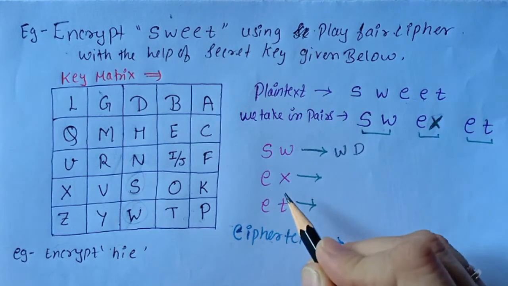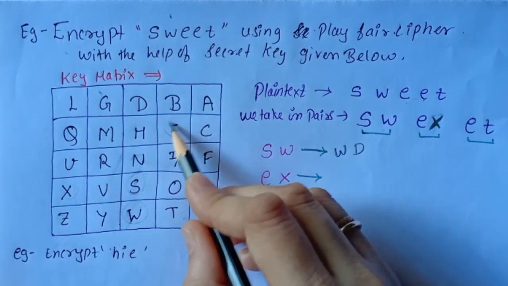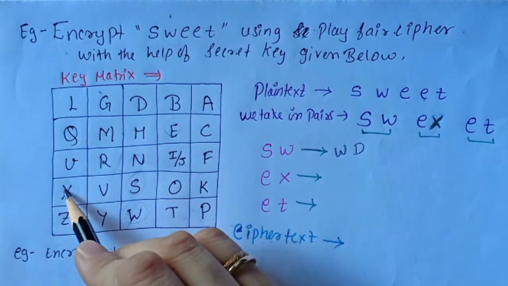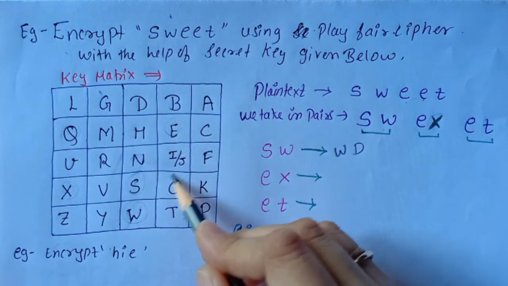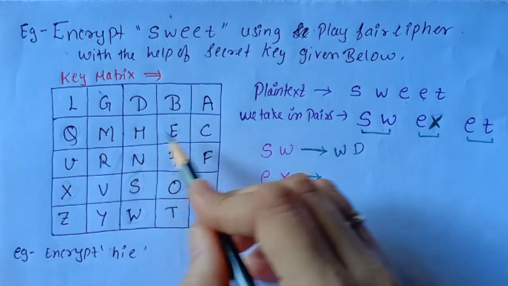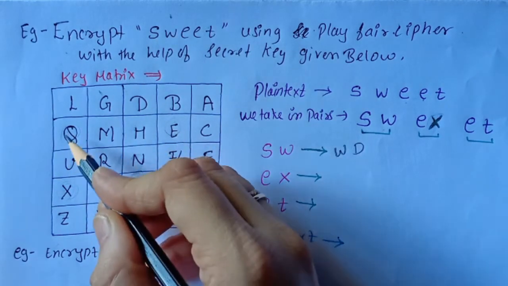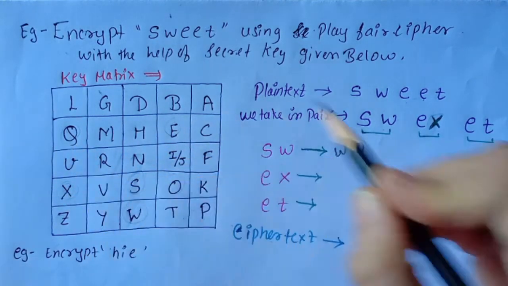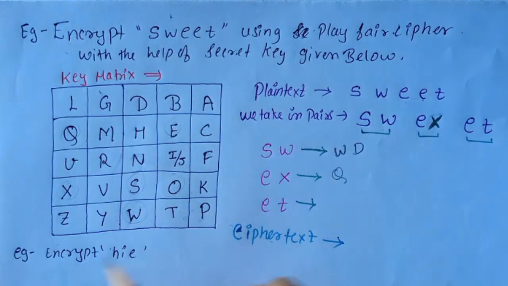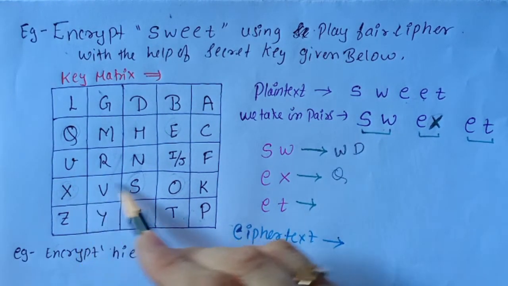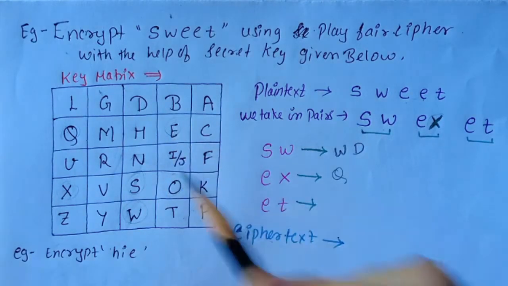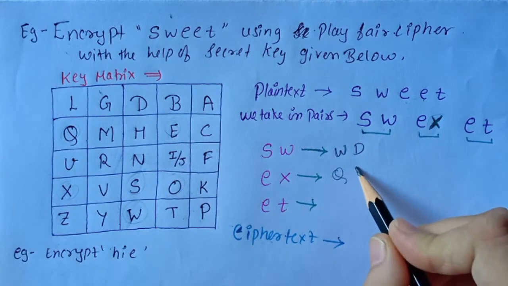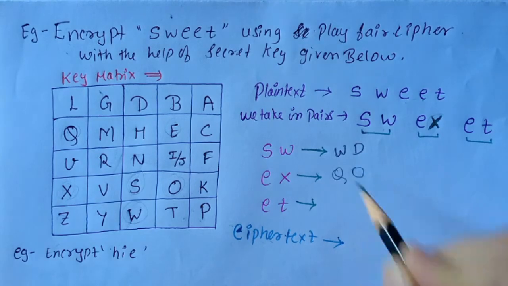Now we will find EX. So E is here and X is here. We will find the intersection, that is Q and O. Q lies in the same row as E, and also it lies in the same column as X. So first will be Q, and next for X, O lies in the same row as X and the same column as E. So our encryption for X will be O.